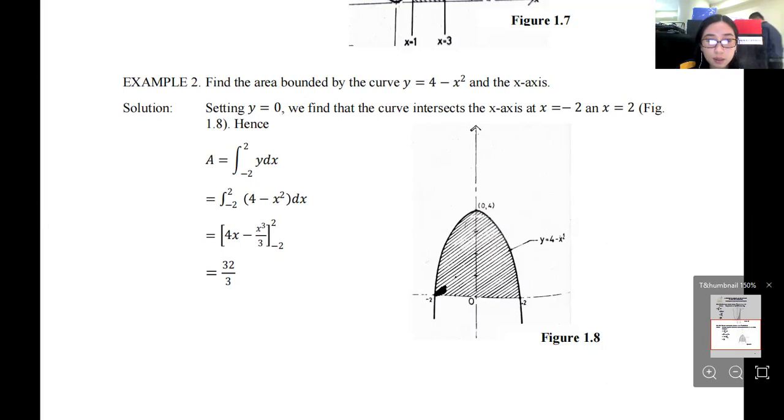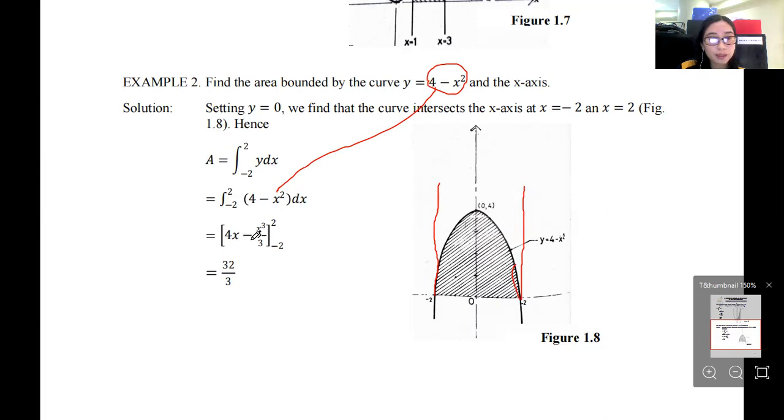Okay, so na ay straight line dali. Sorry kay dili siya straight. So kini, and this curve. Okay, so now we substitute the value of y, which is 4 minus x squared. Substitute natin dali. So we have the integral of 4 minus x squared dx from negative 2 to 2.